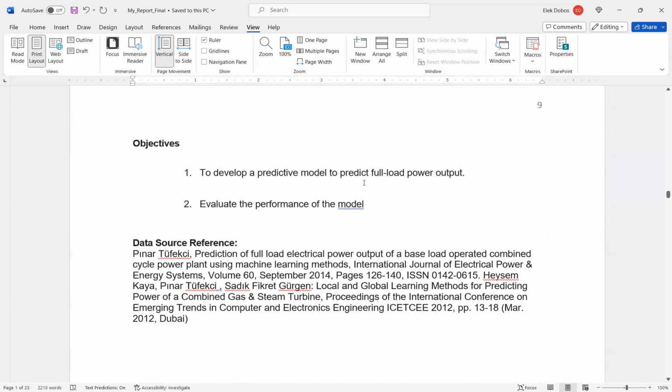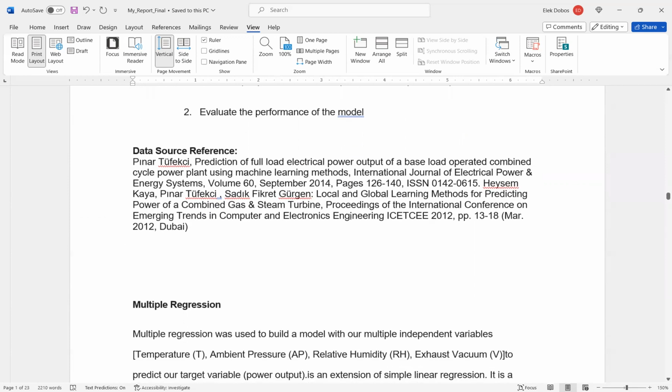So my objectives: I want to develop a predictive model to predict the full load power output of our CCPP. I'd also like to evaluate the performance of the models. My data source reference is Pinar Tufekci. This was given in our class, right? Prediction of full load electrical power output of a base load operated combined cycle power plant using machine learning methods. And it's found in this journal. And these are the references if you want to look this up and get this article.